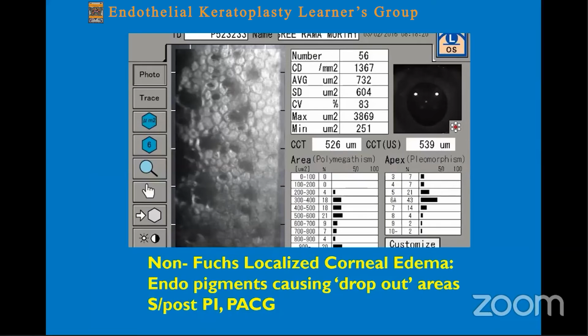Now, quite often, the endothelial pigments are also seen as dropout areas. So it is important to understand what is Fuchs and what is non-Fuchs. A kind of corneal decompensation can occur post-PI in angle closure glaucoma patients along with pigments, and these need not be confused with Fuchs endothelial dystrophy.